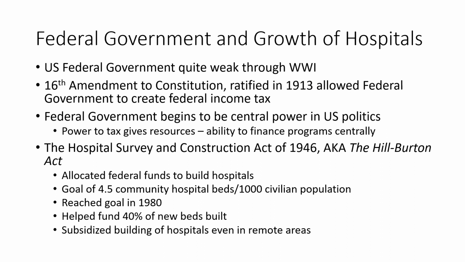The war ends, and the federal government now has all this capability, what political scientists call state capacity. The federal government has grown in size and complexity, and it now has a lot more capability, plus a lot more money. And so one of the things that the federal government, our legislature, decides to do is pass this bill, the Hill-Burton Act, or the Hospital Survey and Construction Act of 1946.